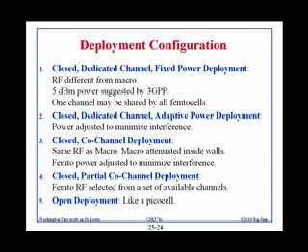If it is a closed user group, dedicated frequency channel, which means that the carrier somehow gives you a frequency that is yours to have, and fixed power deployment, then that is group one. The second one is closed, dedicated channel, adaptive power deployment. Adaptive means it adapts to whatever the conditions are. And the spelling of adaptive was wrong in your handout, so please correct that.